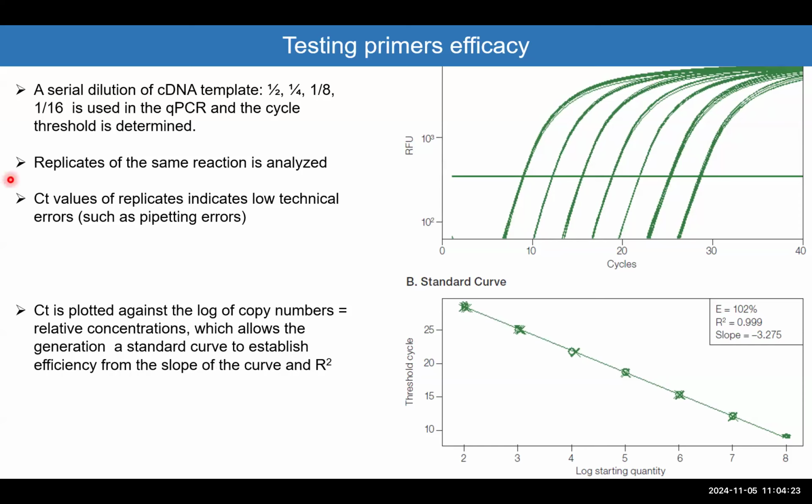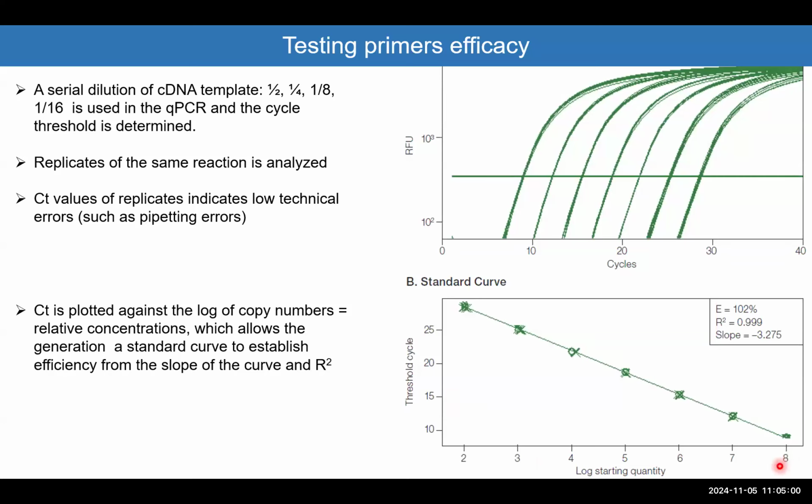the non-expressed. So replicates of the same reaction are analyzed, because the replicates can tell you if you make any errors by pipetting. For example, you put more or less volume. The CT values of replicate indicate low technical errors, such as pipetting errors. Well, I wrote it down. And then if you plot the threshold of cycles, you can get, in terms of how many cycles you need to generate how much of the DNA.